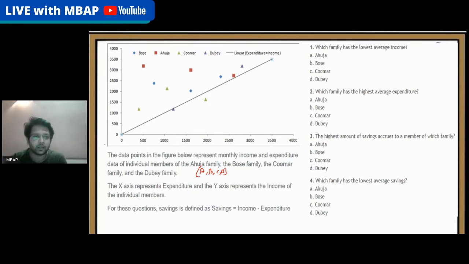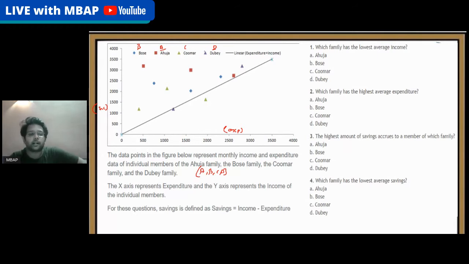The x-axis represents the expenditure. The y-axis represents the income. So this is the value of your expense. This is the value of your income. Okay. And the color combination is going to be important. You can see the blue color star is basically for Bose. The red color belongs to Ahuja. Green color triangle is basically for Kumar. And the navy blue color belongs to Dubey here. These are four families which I can see here.